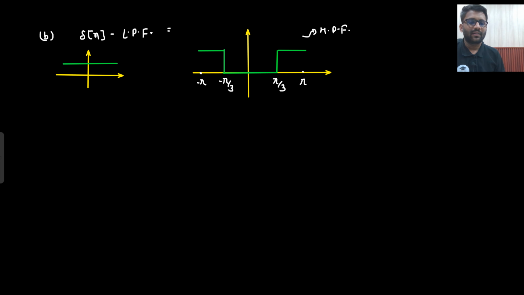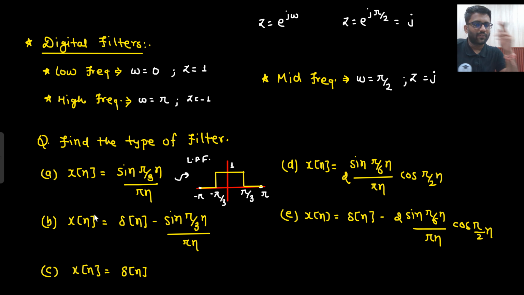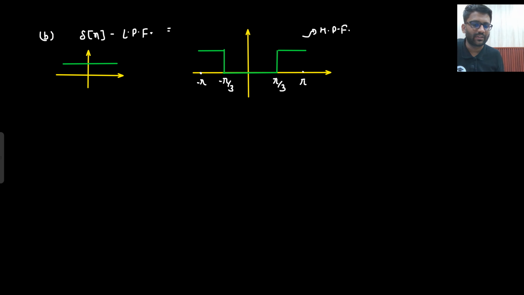From delta n, your frequency spectrum was 1. From 1 you are subtracting something which is a low pass filter. So what will you get? A high pass filter only. Very obvious. And what will your delta n be? It will be an all pass filter, right? It is passing everything.